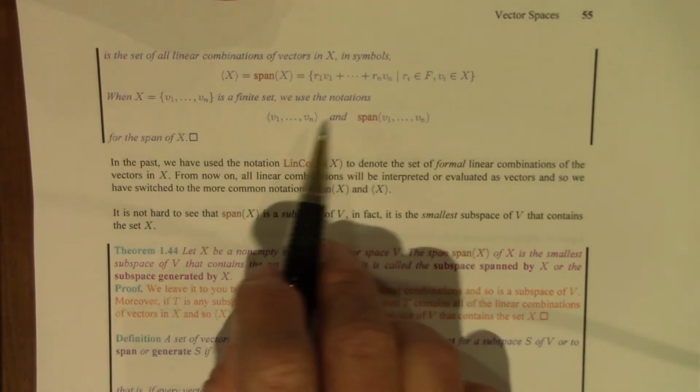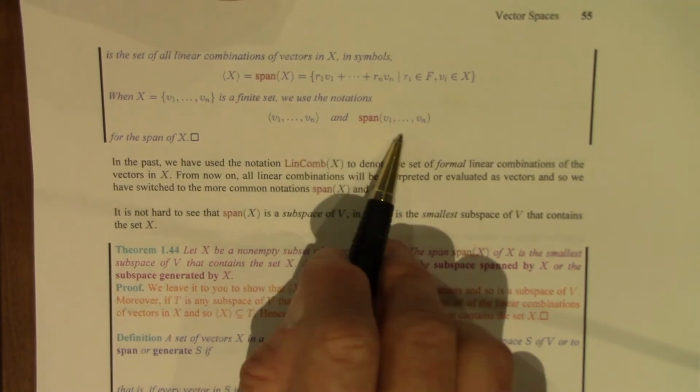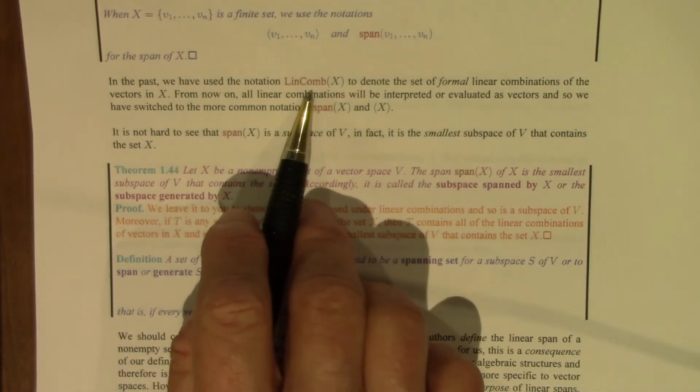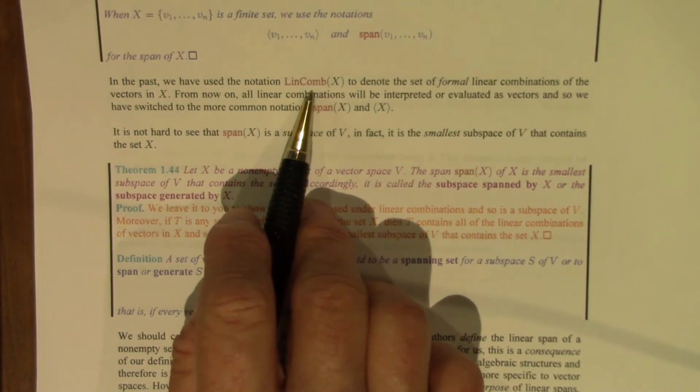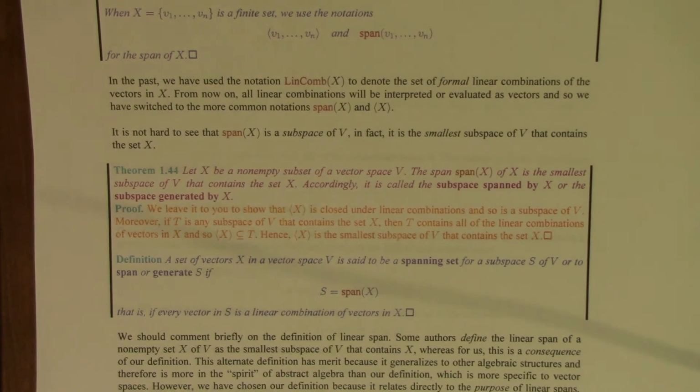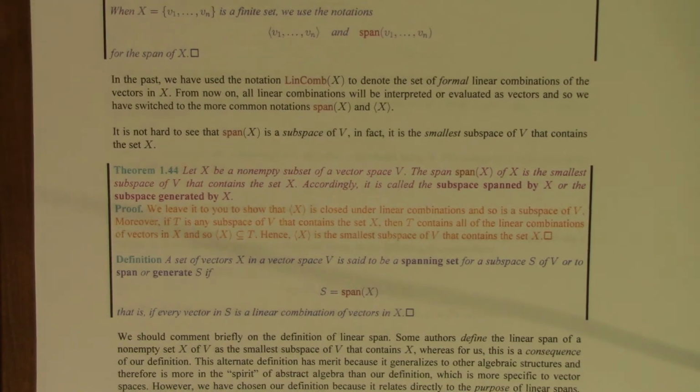When X is a finite set, we may use either of these notations, which is quite common. I should mention that in the past, I've used this notation for the formal linear combinations of the vectors in X. But from now on, we're not treating linear combinations as formal expressions in general. There may be exceptions I'm not thinking of, but in general, a linear combination from now on is meant to represent a vector. So we evaluate the linear combinations to get a vector.